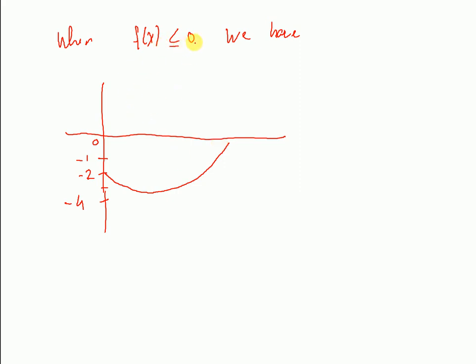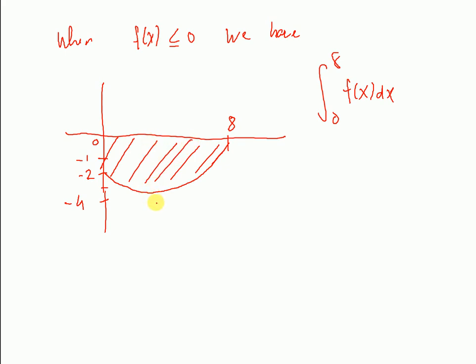If f of x is negative, then, for example, this point is maybe 8. So we have 0 to 8, f of x and then dx. So this estimation of the formula is actually also the area between that curve and the x-axis. So which is this one, right? We always count from the curve to the x-axis. So again, from 0 to 8, the area from the curve to the x-axis in this case.